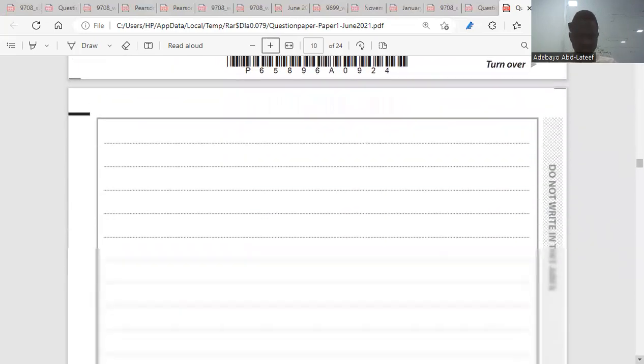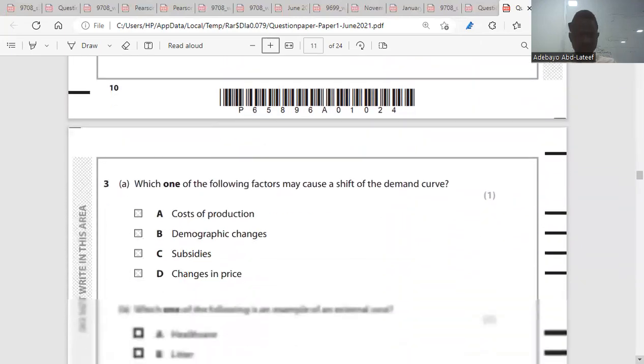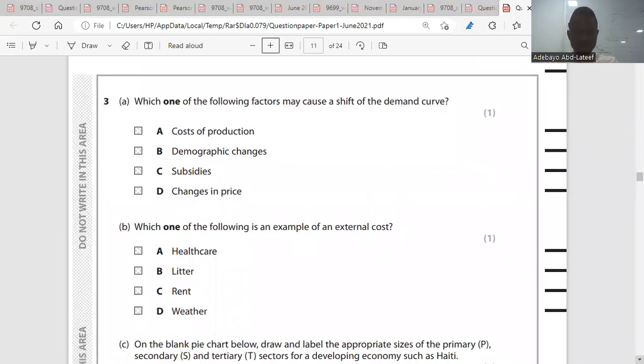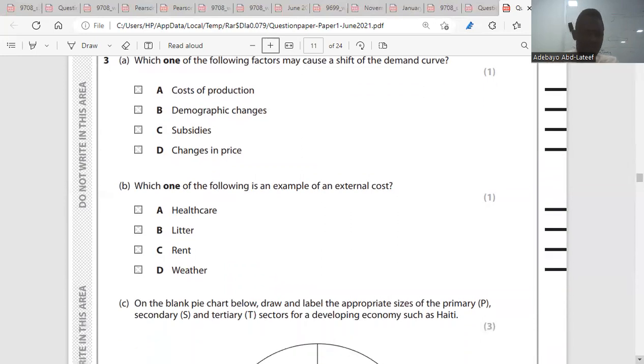For question 3, which one of the following factors may cause a shift in the demand curve? A shift in the demand curve would be as a result of a change in a non-price factor, such as demographic changes or availability of substitutes. So here we have cost of production, which is a shift in the supply curve. We have subsidies, which is also a shift in the supply curve. We have changes in prices, which is a movement along the demand or the supply curve. So the answer is B, demographic changes.